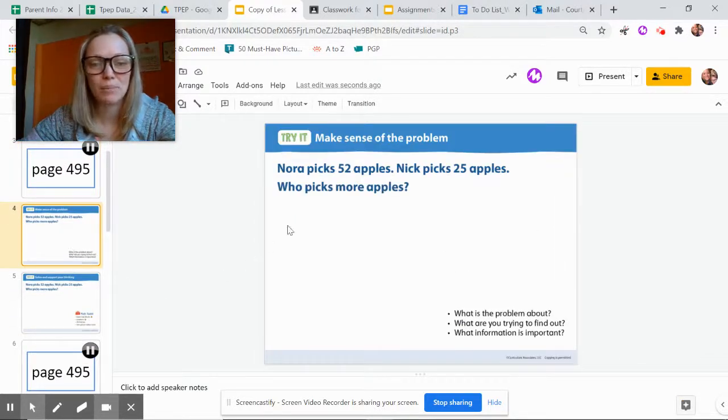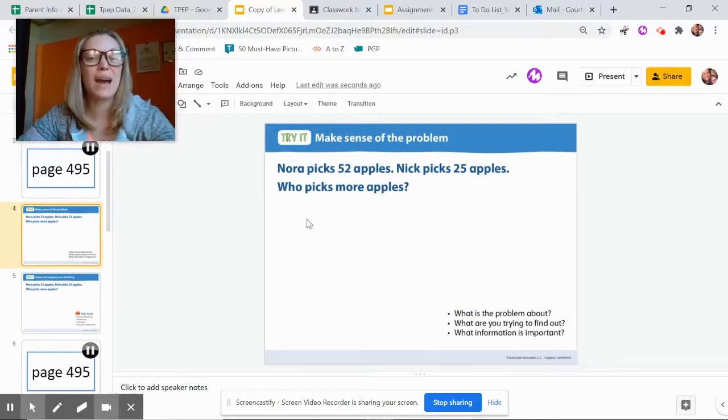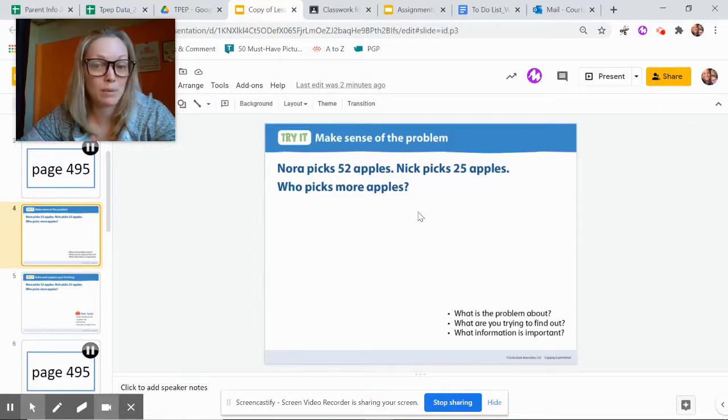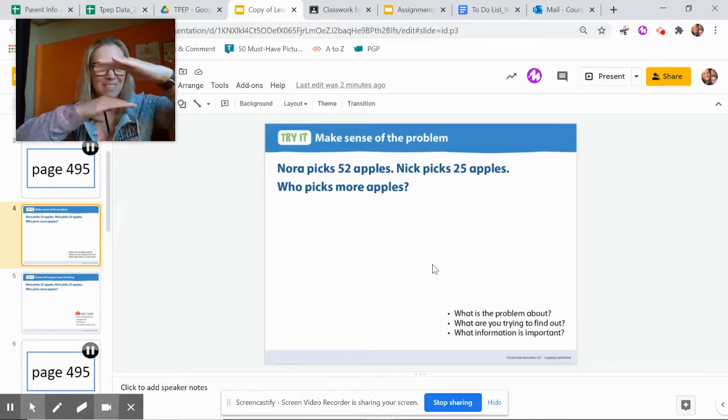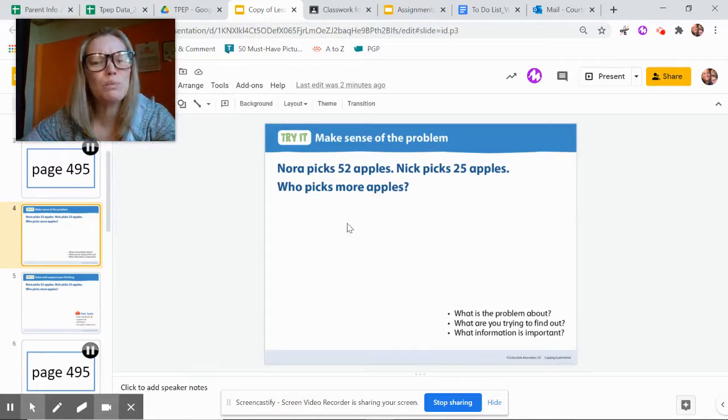Here's our Triad problem. Nora picks 52 apples. Nick picks 25 apples. Who picks more apples? So we need to think about what the problem is about. It's about Nora picking apples and Nick picking apples, right? We're comparing, right? Remember when we compare? We're going to say who picks more. What are you trying to find out? Nora picks 52 apples. Nick picks 25 apples. Who picks more? We're trying to figure out who picks more, right?